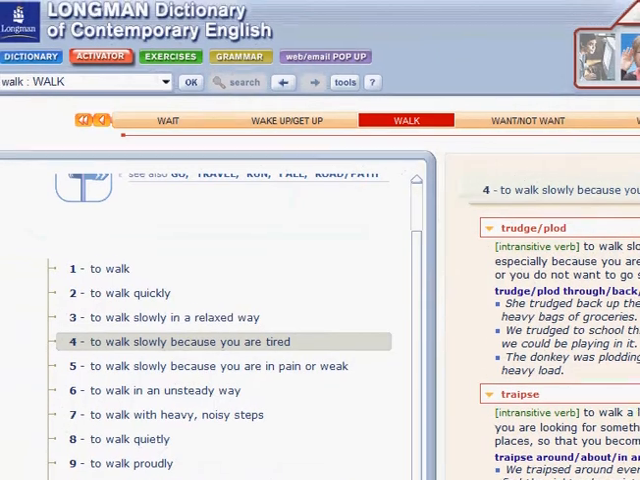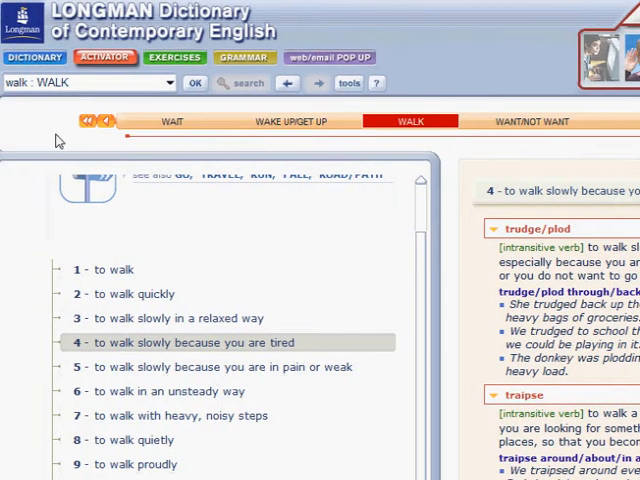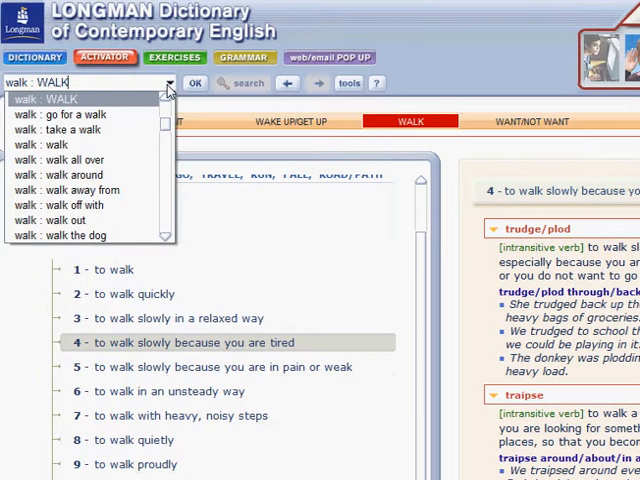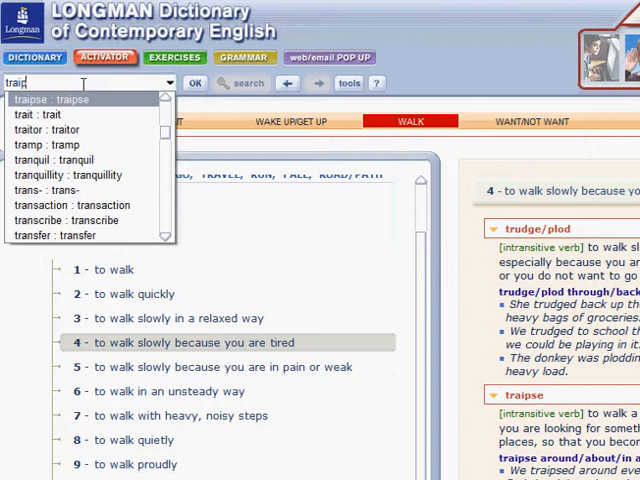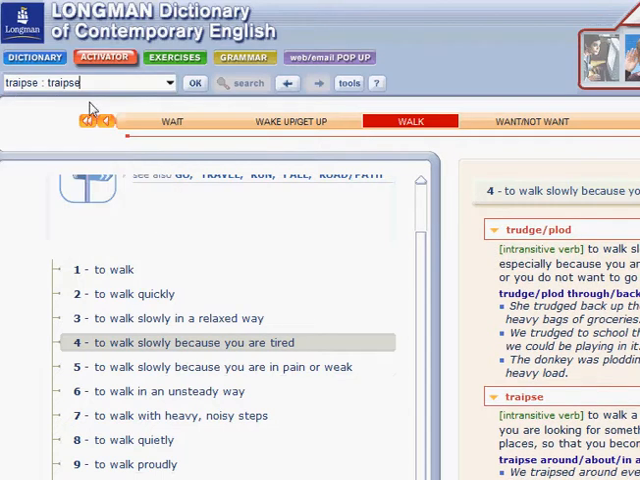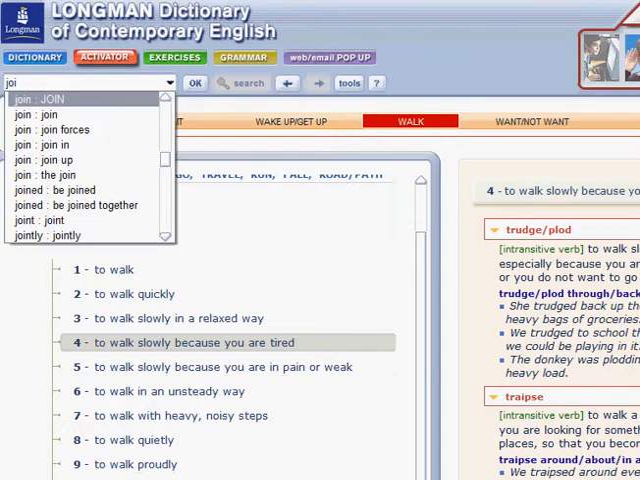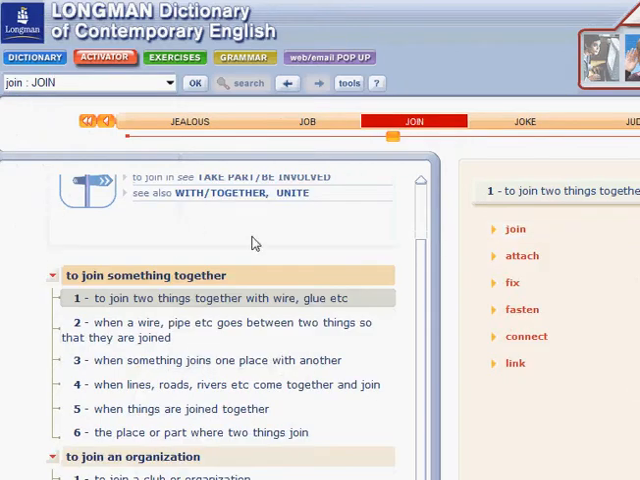Okay, so this is one way of using the activator. Of course, you can also use it in the same way as you would another dictionary. You could look up traipse, and that will take you straight to the examples that we've just been looking at. If we look up join, for example, it gives us the words we want. So that's the activator, a very useful tool.